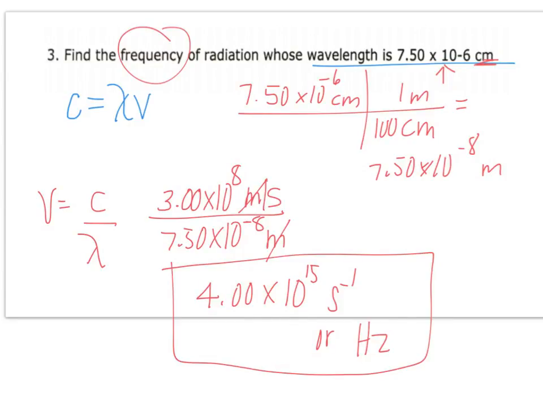All right, how'd you do? So when you converted the wavelength, you should have gotten that it was times 10 to the negative 8, and then you plug that in. Remember, I told you speed of light will never go on the bottom, always be on the top. So we take our speed of light and we divide it by our wavelength. Our meters cancel out, and then we are left with 4.00 times 10 to the 15th second to the minus 1, or hertz. We usually say hertz, but I need you to recall that that is the same thing.